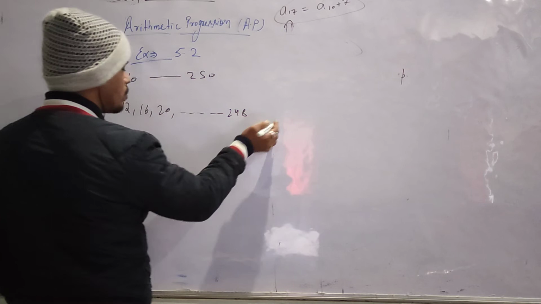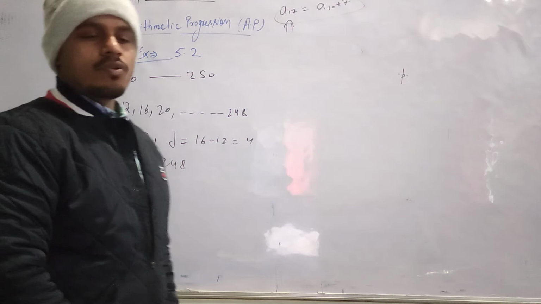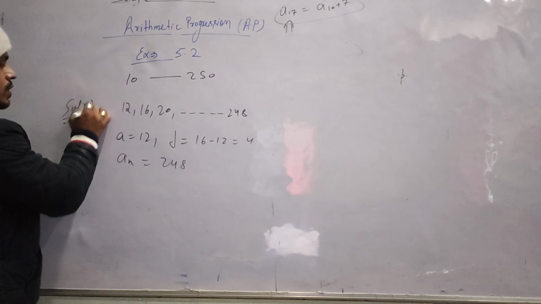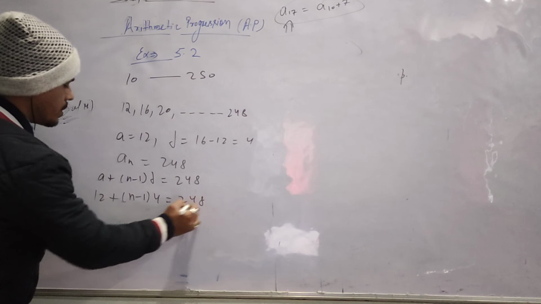You have it. So, here, A equal to 12, D equal to 16 minus 12 equal to 4, and An equal to 248. The nth term is 248. So A plus n minus 1 into D equal to 248. And A is 12. 12 plus n minus 1 into 4 equal to 248.